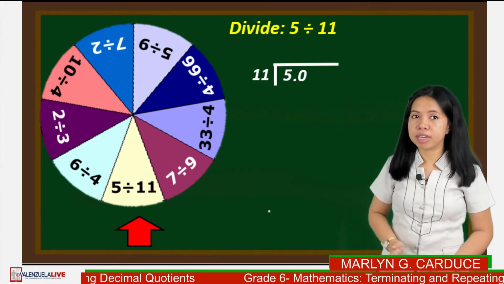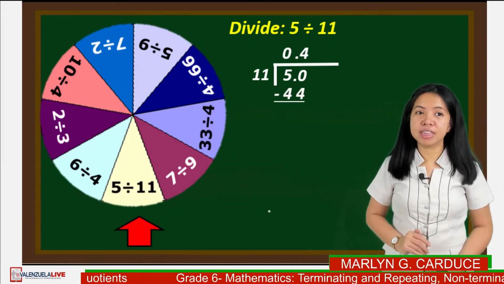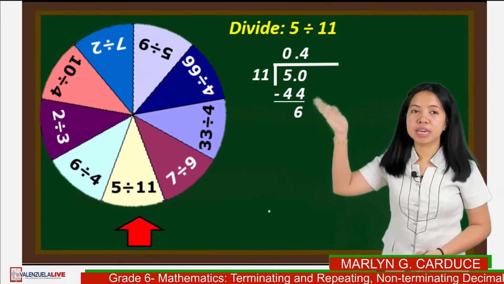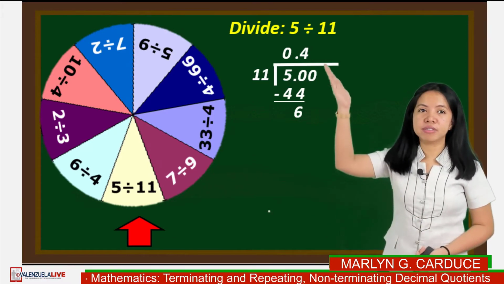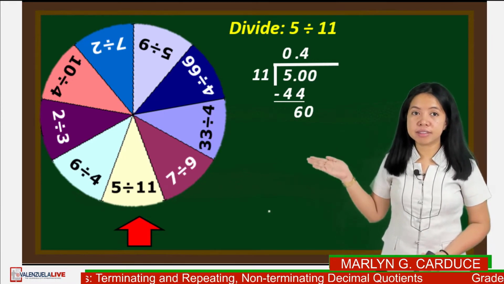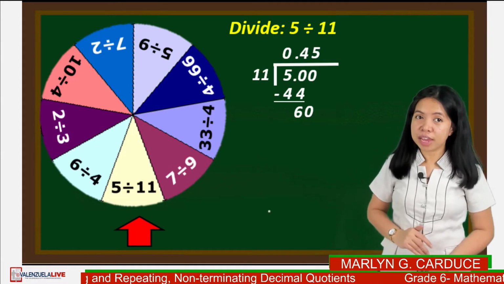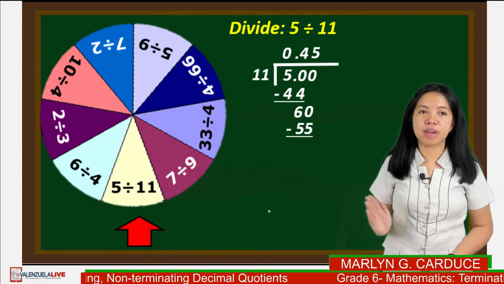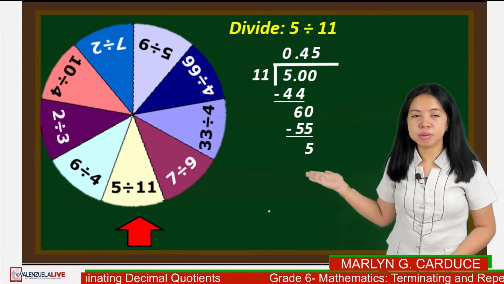50 divided by 11, that is 4. And then 4 times 11, the answer is 44. And then let's subtract 50 and 44. So the difference is 6. And then write another 0 in the dividend and then bring down. So that will be 60. And then divide 60 by 11. So the quotient is 5. And let's multiply 5 by 11. So the product will be 55. And let's subtract 60 minus 55. So the difference will be 5.